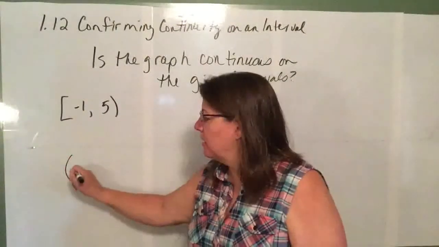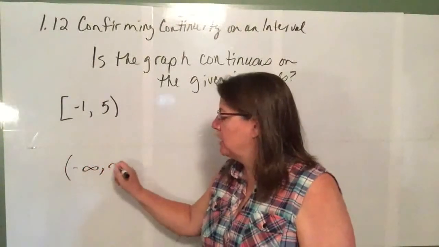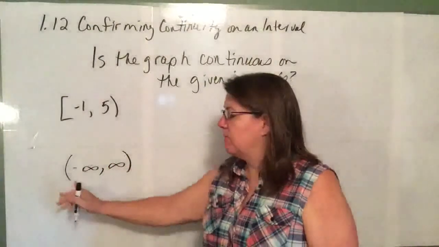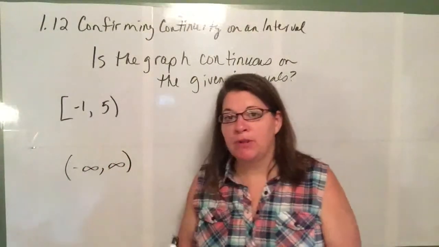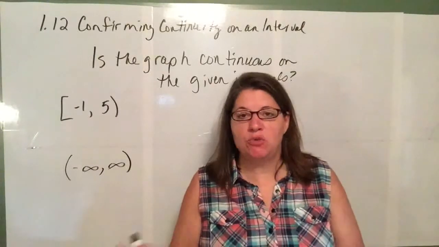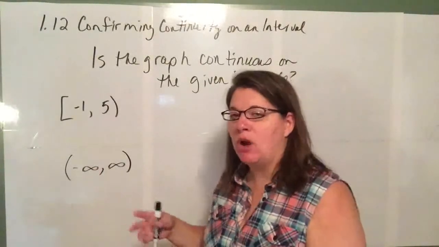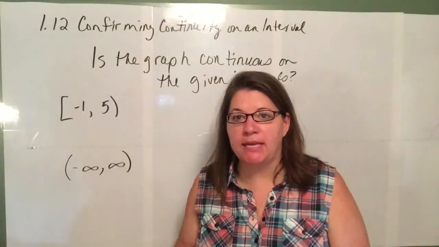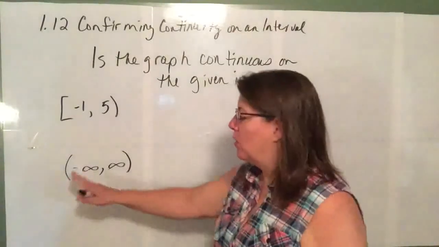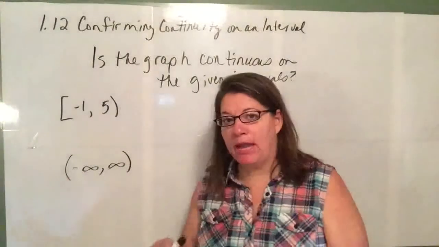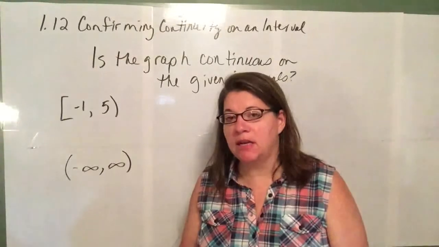If you have something like -infinity to infinity, infinities will always have parentheses, never brackets, because you can't include all of infinity. There's no way to know what that is or how big it is. They will always be in parentheses. So bracket included, parenthesis not included.